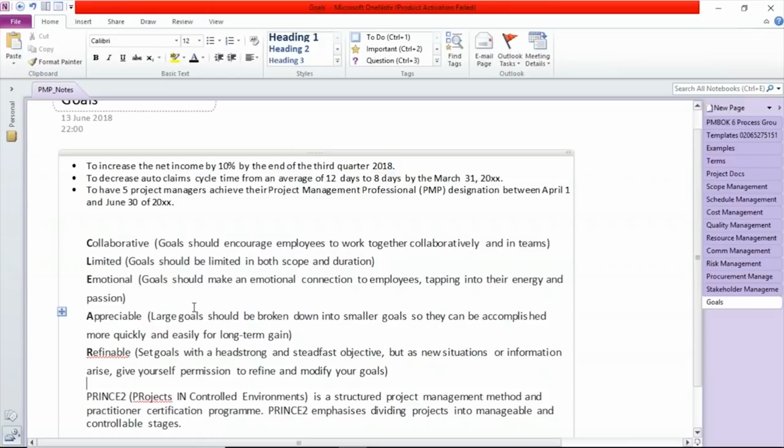Appreciable: large goals should be broken down into smaller ones. If you come across any goal which is complex and large, maybe you would like to break it down into smaller goals. As I was mentioning some time ago, digitizing the entire banking experience is a very big vision. If you just start executing it, it will be very difficult. But if you break it down, I want to digitize the customer experience for retail banking. All the retail banking customers who come to the branch may fill out certain forms in a physical way.